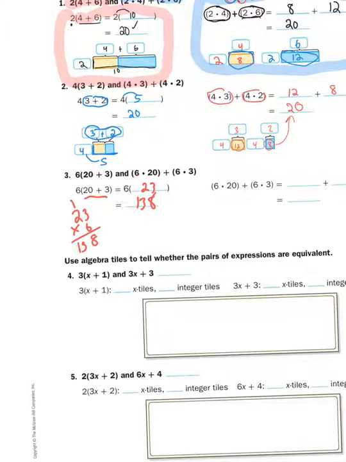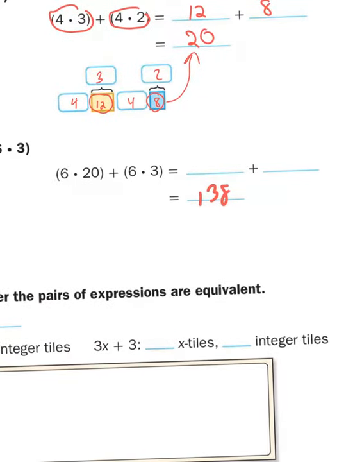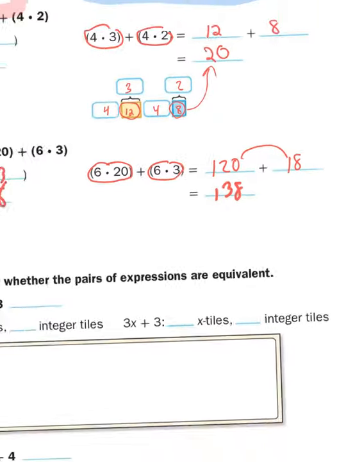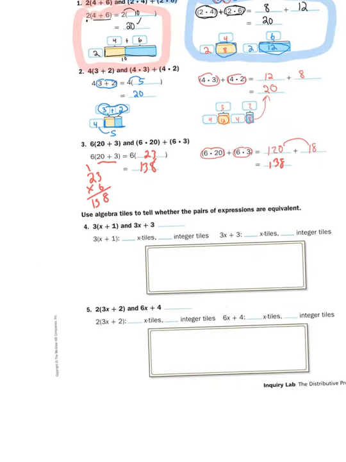Now, if I do this right over here, I should also get 138. Let's see if I do. First off, did you do 6 times 20, which is 120? 6 times 3, which is 18. 120 plus 18 is 138. All right, so that's it for the first one.